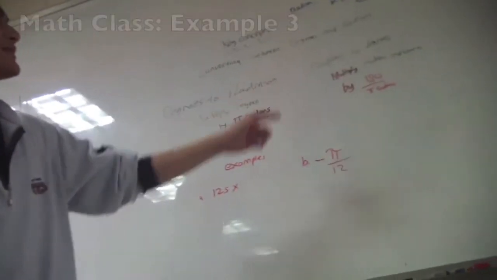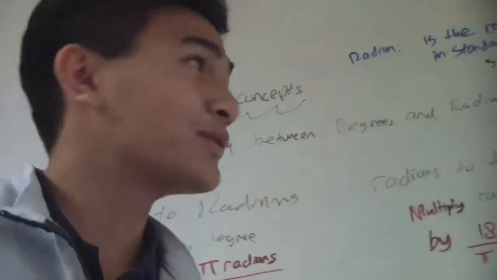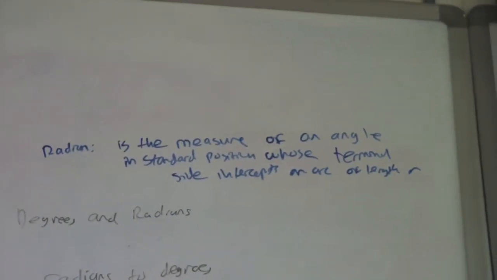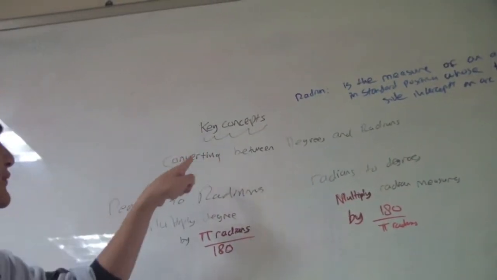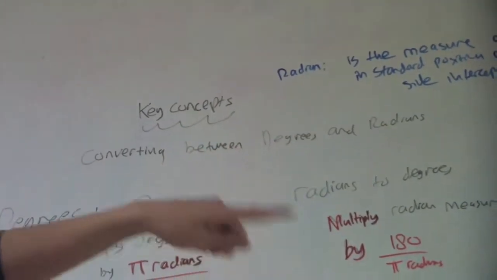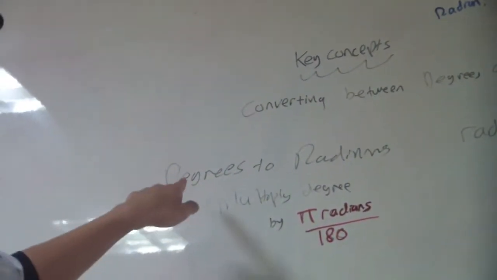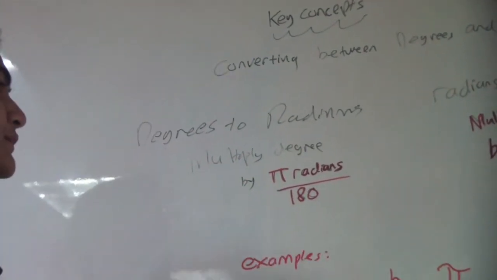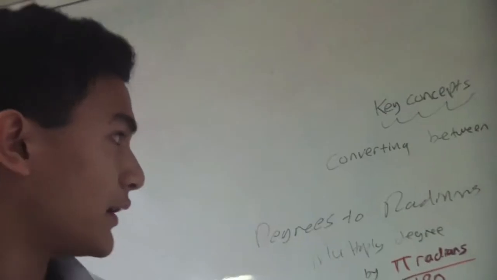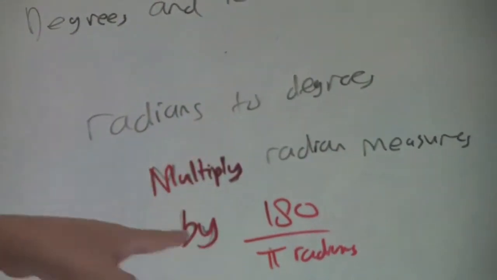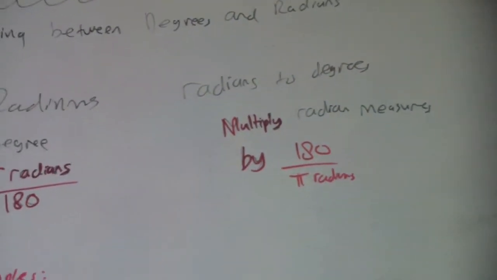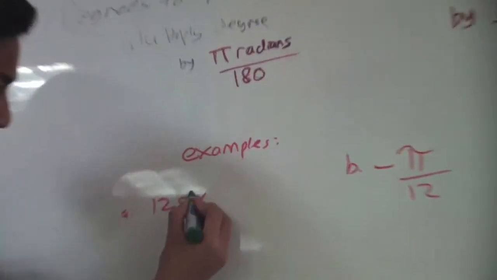Yes. David, wake up. So a radian is the measure of an angle in standard position whose terminal side intercepts an arc of length r. So this section is about converting between radians to degrees or degrees to radians. If you want to convert degrees to radians, you have to multiply the degree by pi divided by 180. And if you want to convert radians to degrees, you have to multiply the radian measure by 180 divided by pi.